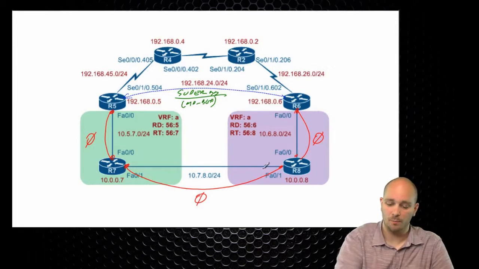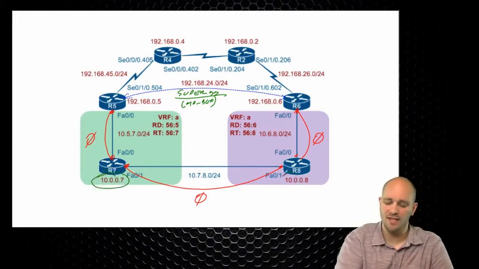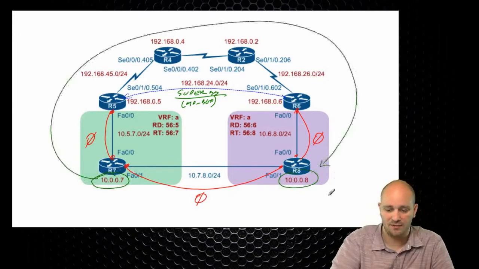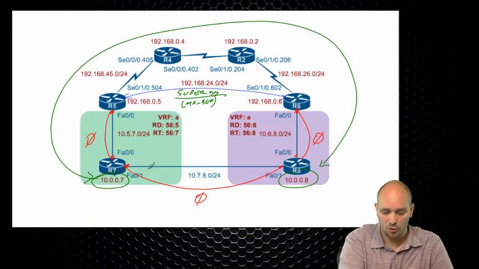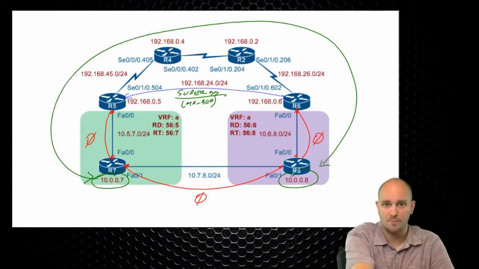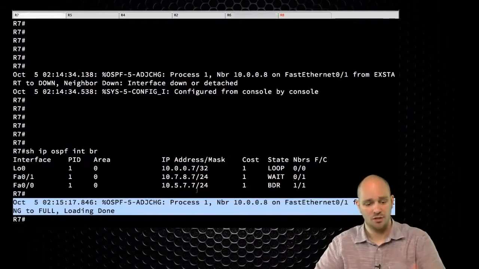Now, my task is very simple. This link here between R7 and R8 is extremely expensive. What I want to do is I want the traffic between these two loopbacks to actually take this path here. So instead of taking the shortcut link, the backdoor link here, I want this traffic to go across my MPLS cloud.